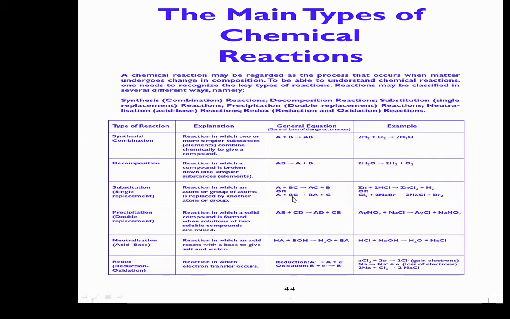A plus BC, so here A replaces B, so BA plus C. Such a kind of reaction is a single replacement. In double replacement, both reactants, one part of one reactant replaces the other part of the other reactant. It is known as a double replacement reaction.